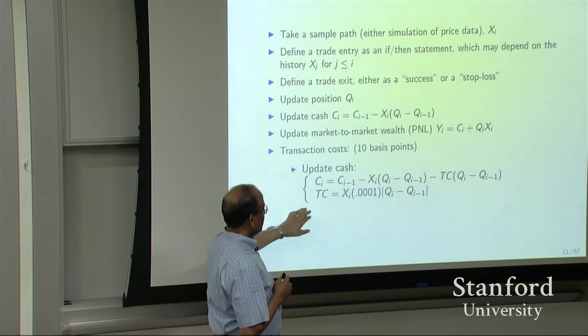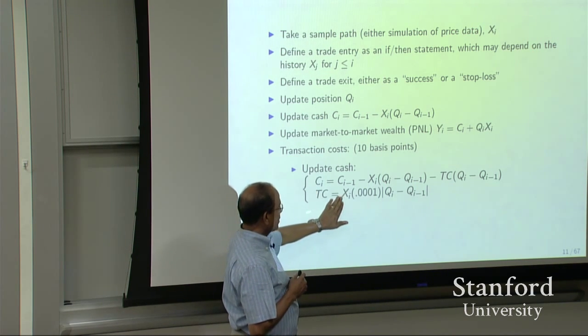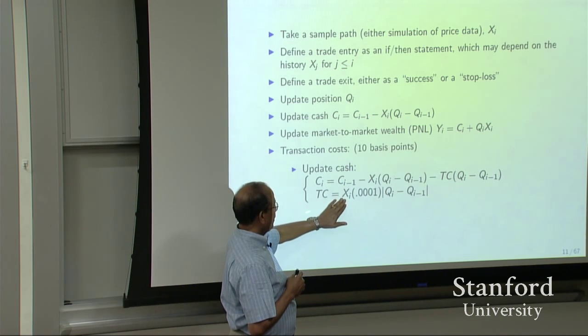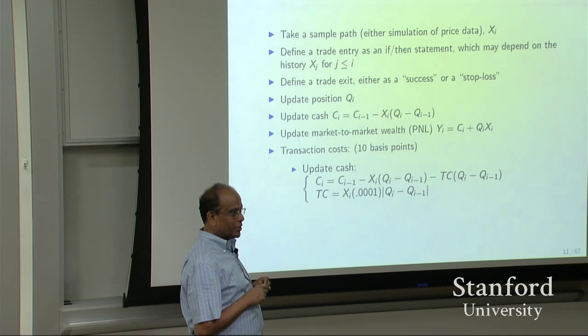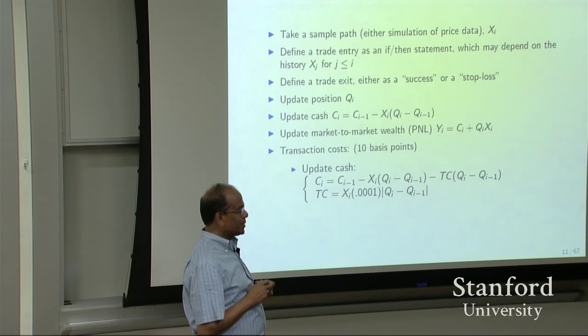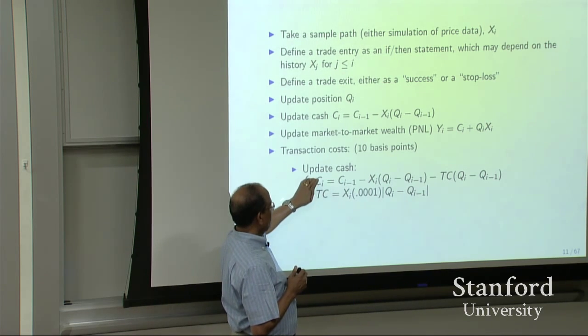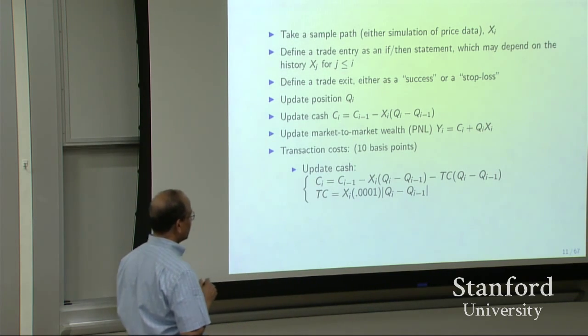Okay, so essentially if you look at this, this is going to be the transaction cost, x is the price, and q_{i-1} is the position that you have taken. So even if you buy or sell, you just have to incur the transaction cost that comes in here, and then this is the updating of the cash.